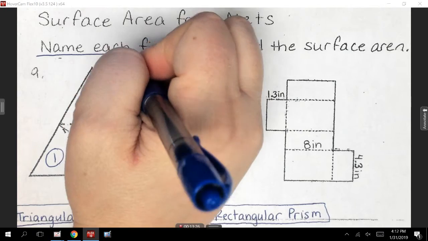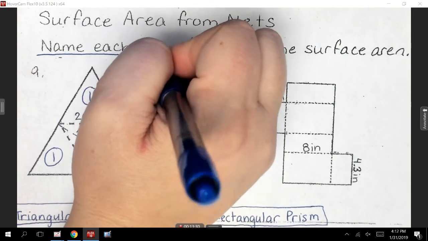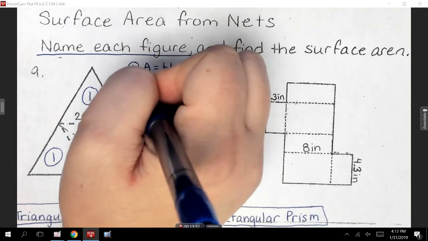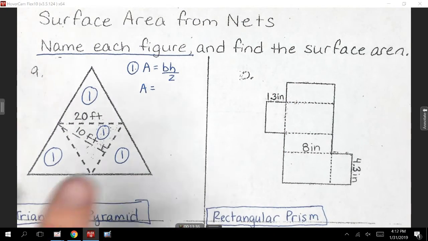So I'm going to number my work over here. This is going to be shape 1. And my formula is area equals base times height divided by 2, because that's what a triangle is. All right, so my base.